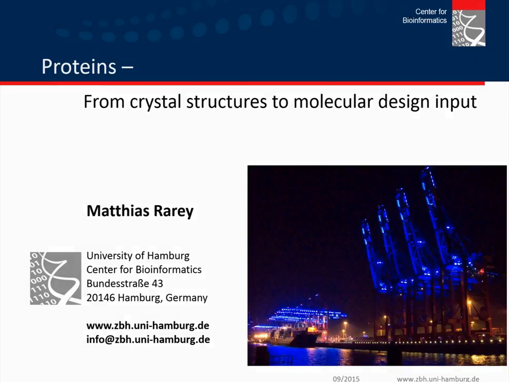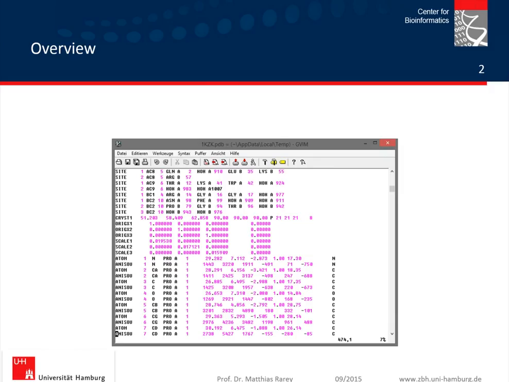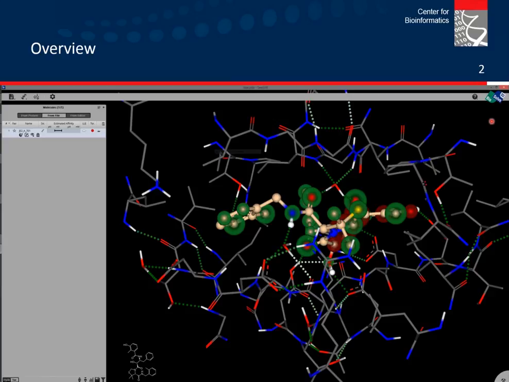Just to start with, everybody has seen PDB files before, and all scientists who work with this kind of data know how difficult it is to really deal with it. The tricky part is actually not just to parse all this information, but to go from here to the level of detail we need for molecular design.